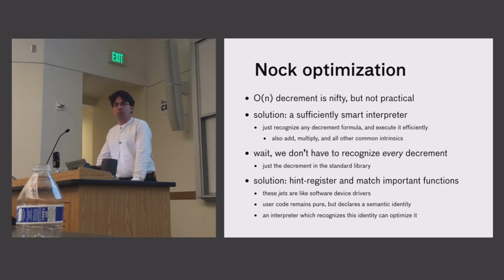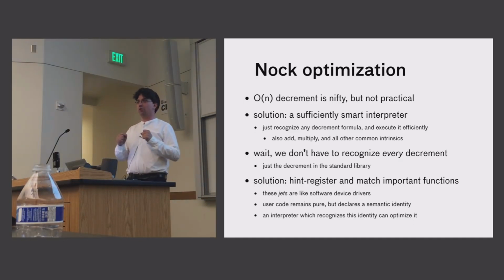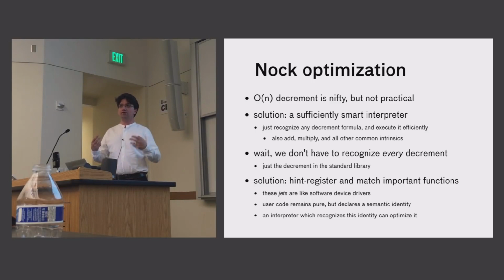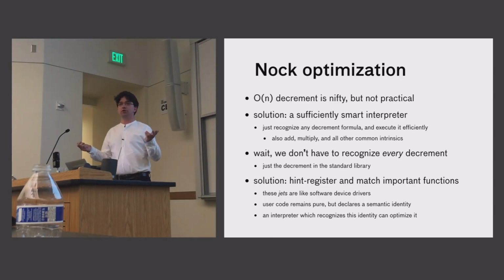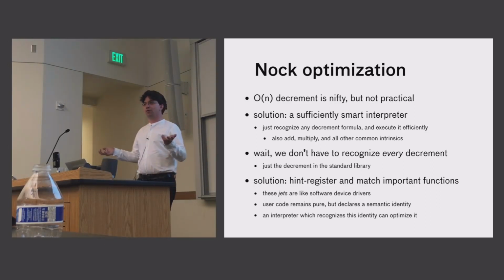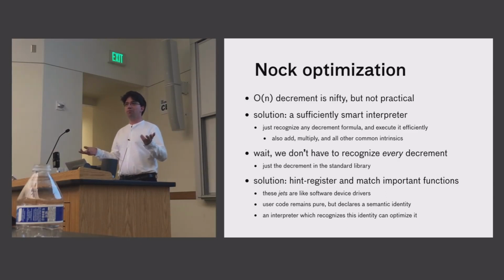There's a well-known solution to optimization problems of this kind. It's called a sufficiently smart interpreter. All your interpreter has to do is simply recognize that it needs to analyze the algorithm that it's interpreting, recognize that it's a decrement algorithm, and implement it efficiently accordingly. We also need to recognize add, multiply, and all other interesting functions. So if you know anything about compiler theory, you know that this is a very hard problem.